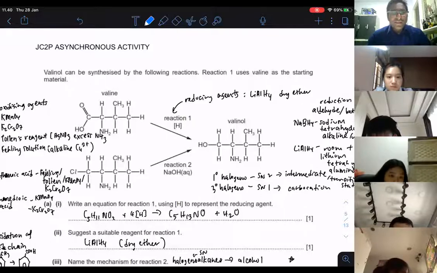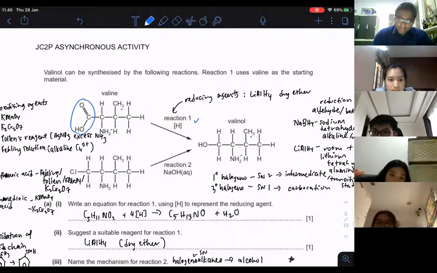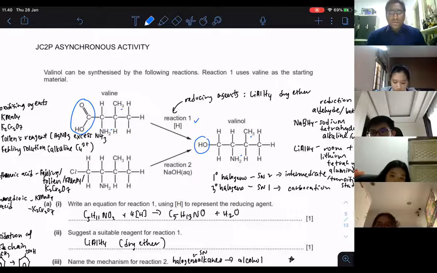Okay, so if you look at this amino acid, they say that there is reaction one, and then they will change it to valinol. The thing that I can notice over here is this one stays, this one stays. So the only thing that is changing over here is the carboxylic acid group is changing into alcohol. That is what they want to ask also.